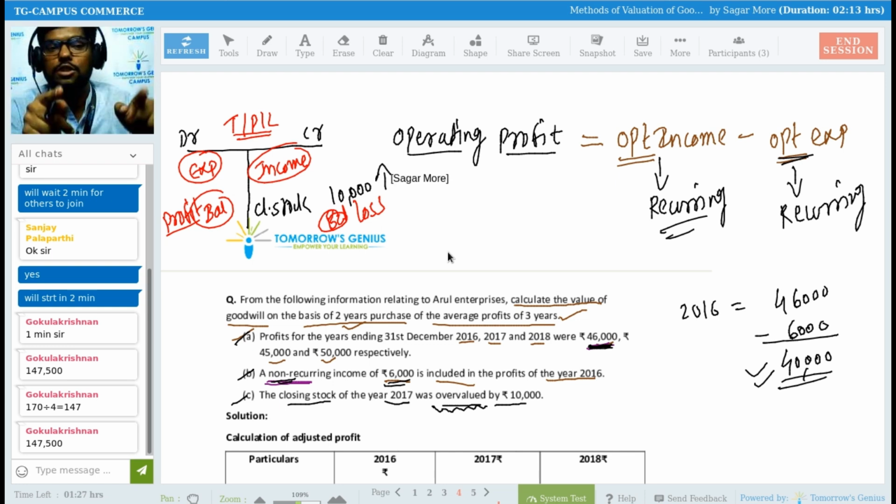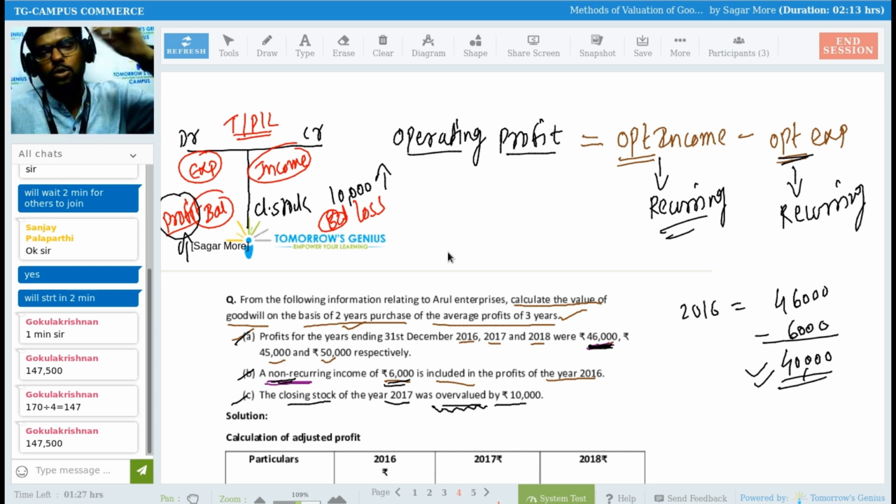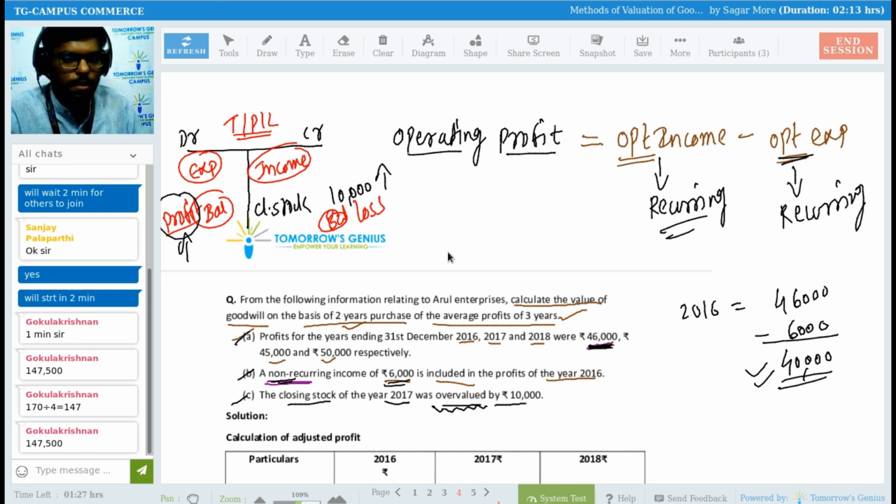So because of this, your profit is also getting increased by 10,000, right? Yes or no? Gokul, getting this? Sir, if you recorded your income more by 10,000, obviously your profit also increases by 10,000, right? And is that correct, sir? No, sir, that was not correct. Actually, your closing stock was not more by 10,000, right?